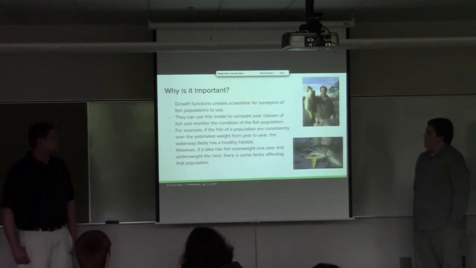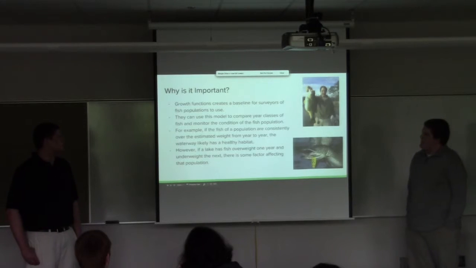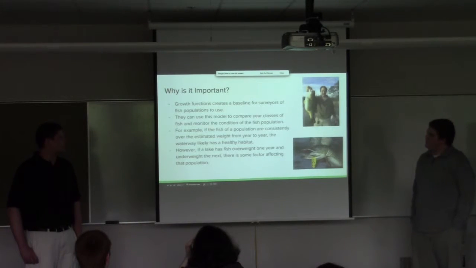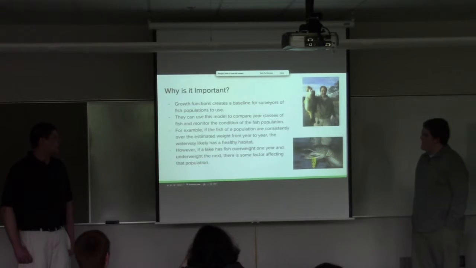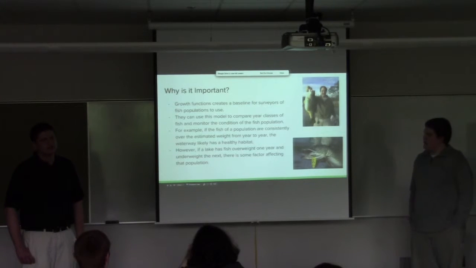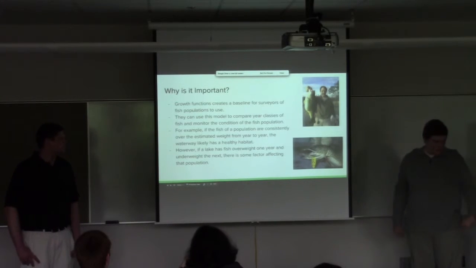Growth functions create a baseline for surveyors of fish populations to use. They can use this model to compare age classes of fish and monitor the condition of the fish population. For example, if the fish of a population are consistently over the estimated weight from year to year, the waterway likely has a healthy habitat with good forage and plenty of food. But if it's sporadic, if it's overweight one year and underweight the next year, there's some outside factor that's affecting the entire population.